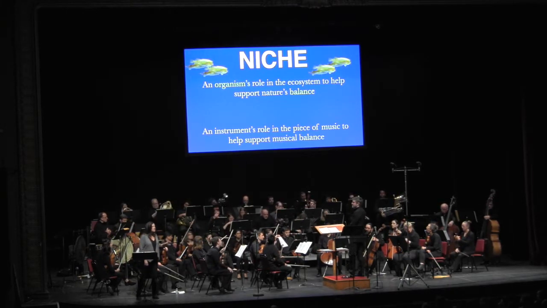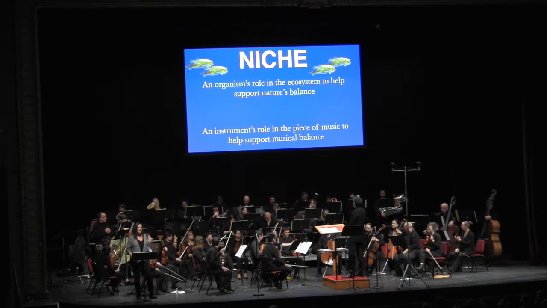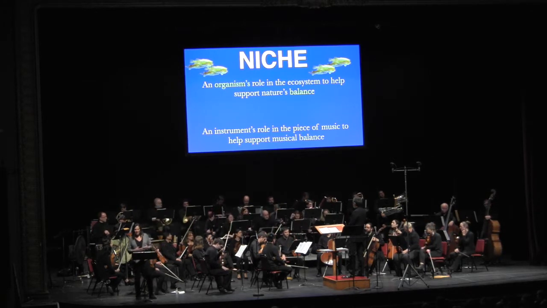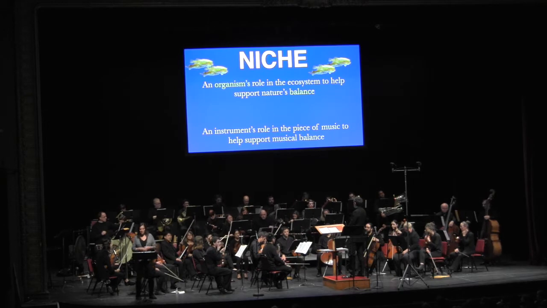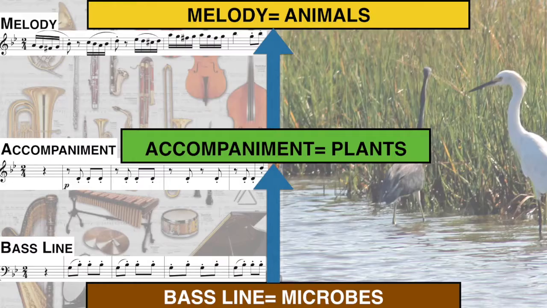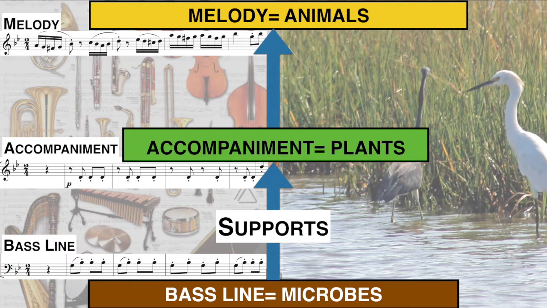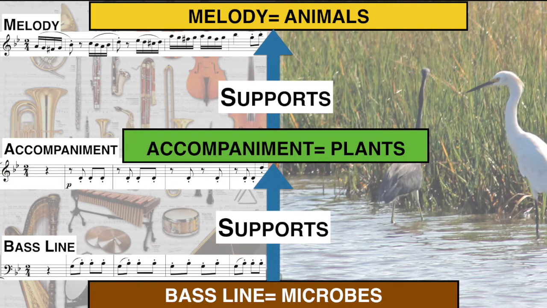We also explored different musical parts to see how each has an important job or niche to create balance in a piece of music. Supporting from the bottom of our music is the bass line, just like the microbes support the plants from the bottom of our salt marsh. The plants also support so many living things, just like our accompaniment supports the melodies in the music. And finally, the melody is the star or main focus in our music, just like each animal in the salt marsh is the focus of our attention.